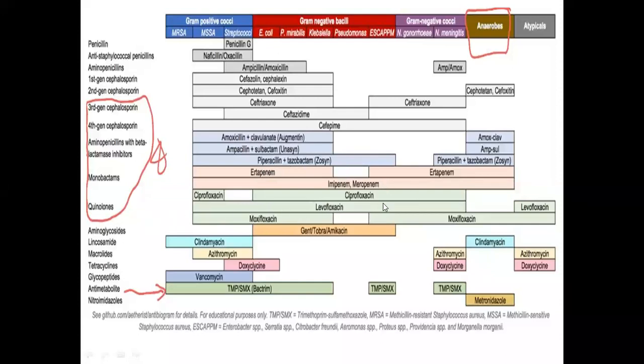And you have other groups like quinolones, which have an even broader spectrum. They can even cover gram-positive organisms, and except for MRSA, they can cover all organisms. Aminoglycosides are narrow spectrum, mainly for gram-negative. And other drugs like vancomycin and clindamycin are mainly for gram-positive, mainly for MSSA and MRSA.